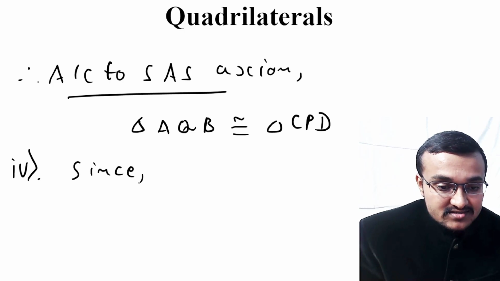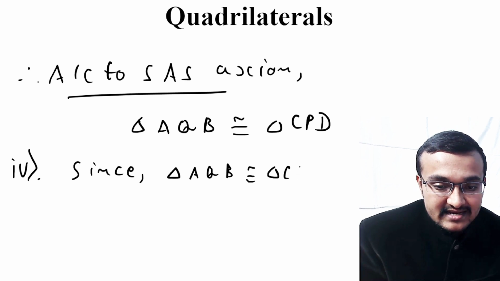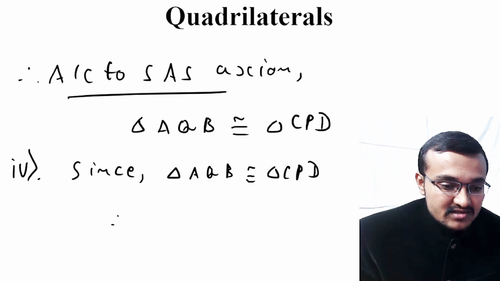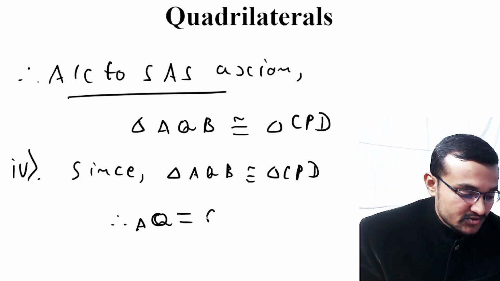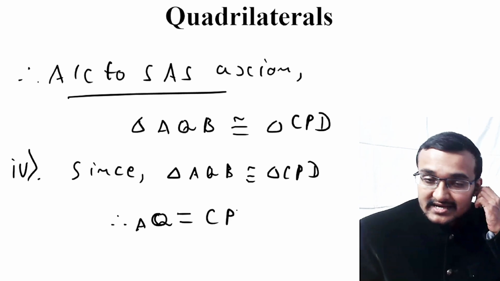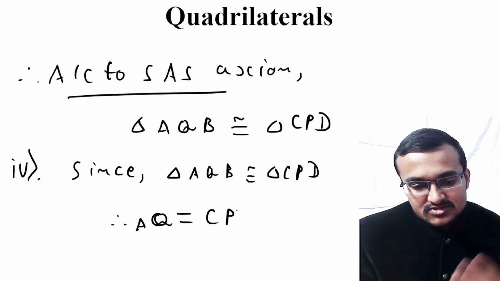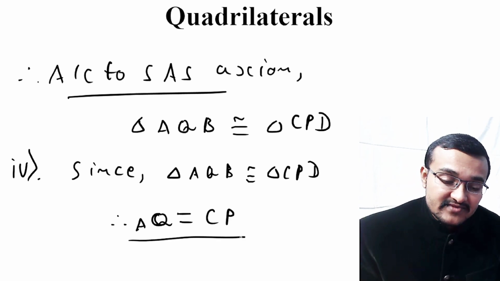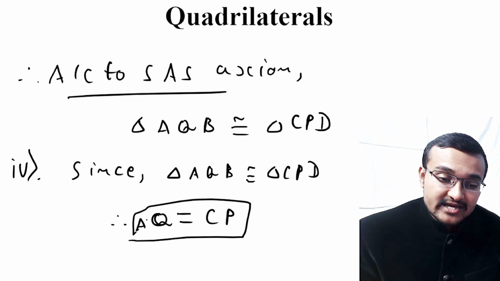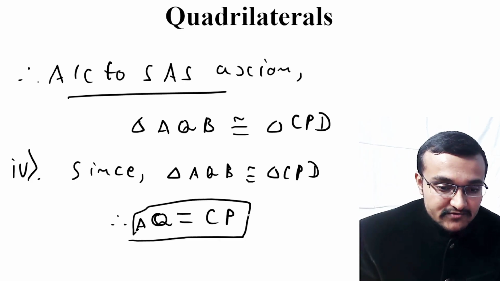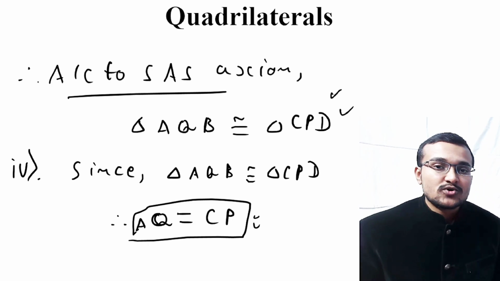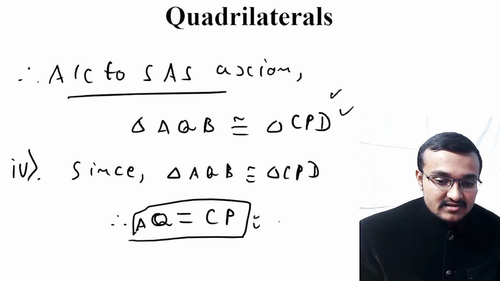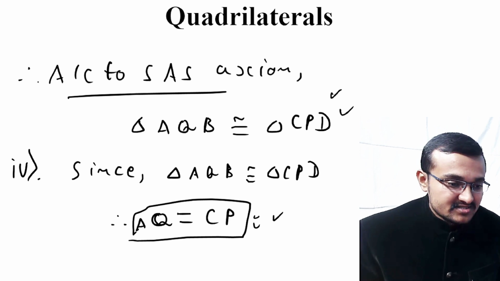Since triangle AQB is congruent with triangle CPD, therefore AQ is equal to CP. Since we have already proved these two triangles are congruent with each other, AQ is equal to CP. In the exam, if they ask you to prove AQ is equal to CP, then you have to prove that triangle AQB is congruent with triangle CPD, and only then can you say that AQ is equal to CP.